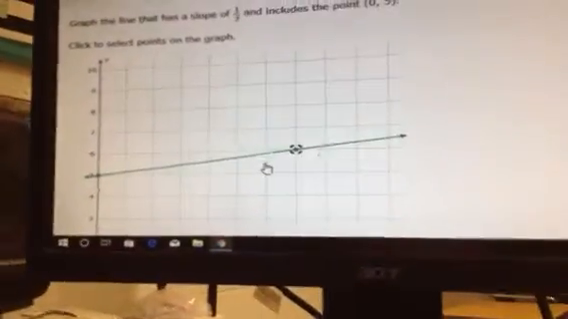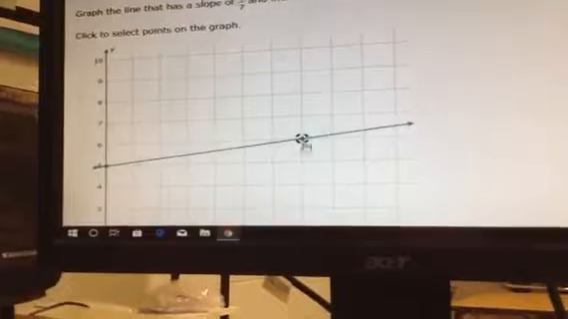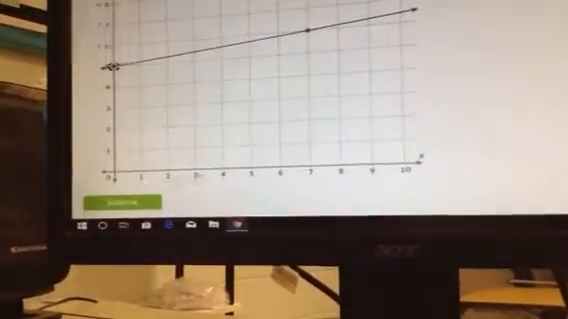Notice that as my slope gets closer to the number 0, because it's a fraction, it got flatter and flatter and flatter.